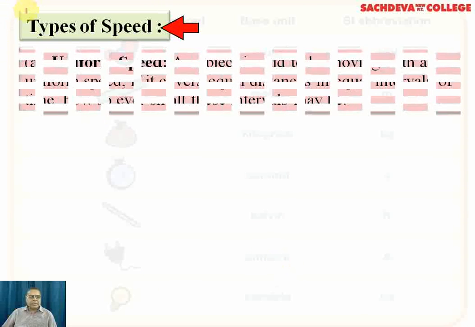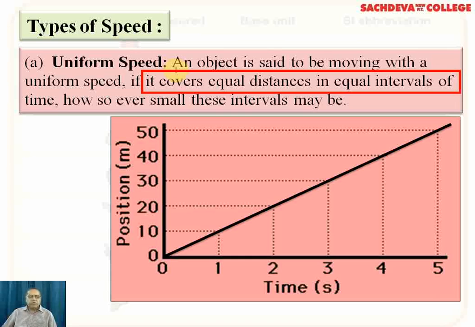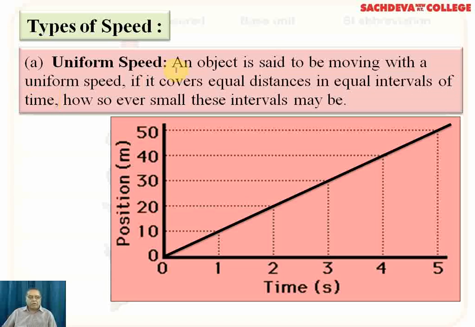Now, there are various types of speeds. That is, one is called the uniform speed, other is the variable speed, and average speed. These are the various forms of the speed. So in the uniform speed, what we have to go through is that body covers equal distances in equal intervals of time.